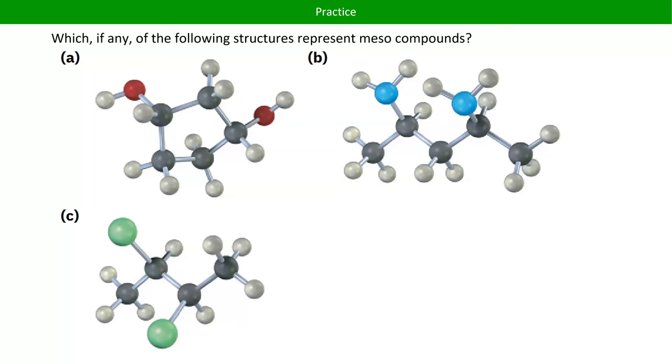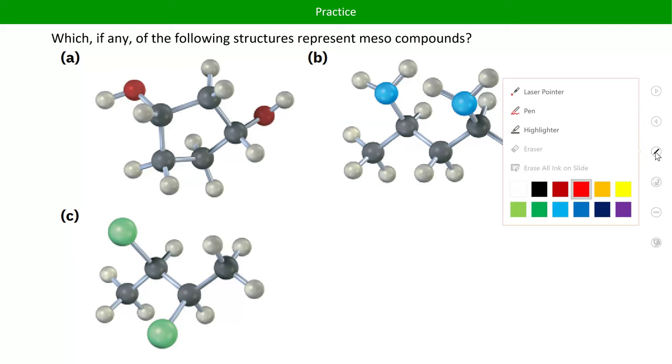I'd say it's the one that's the most questionable. I would go with B. I think A and B. It helps sometimes to redraw them, not as the 3D model. So if we look at A, we're talking 2D mirrors. Well, if we redraw it in 2D with the wedges and dashes to show the 3D part, it becomes more obvious which ones have that mirror plane.